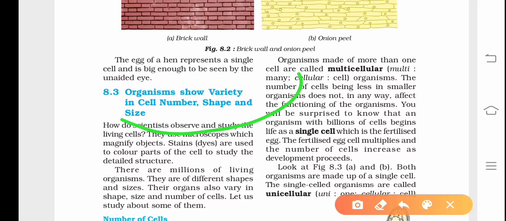Next topic is organisms show variety in cell number, shape and size. Yes, different types of organisms have different types of cells because every cell performs some specific function. Depending upon that, their shape and size changes or varies.